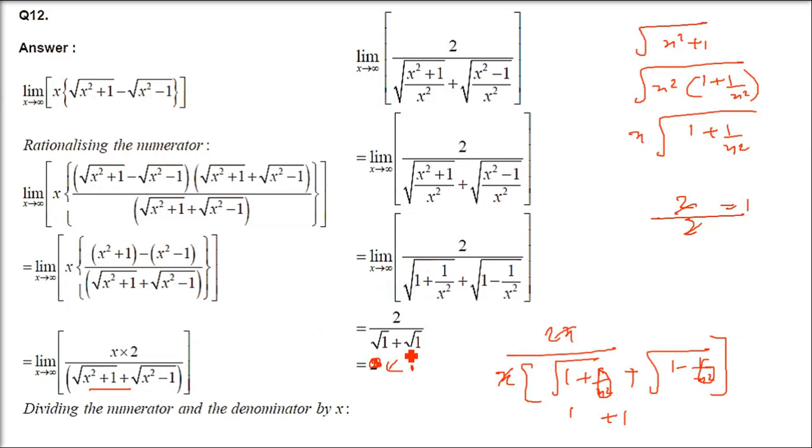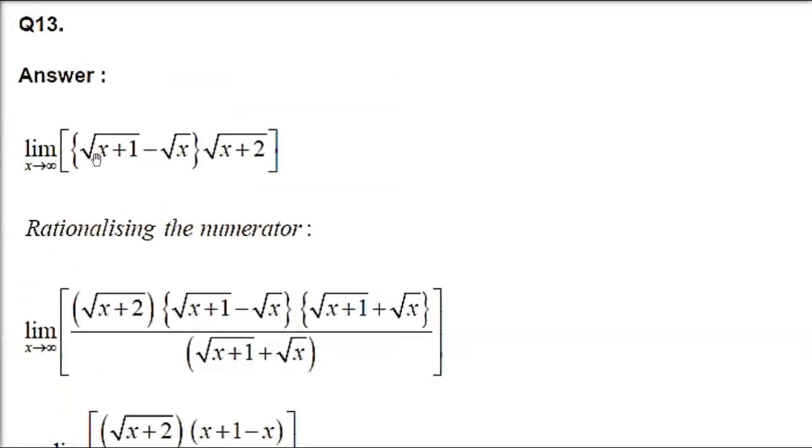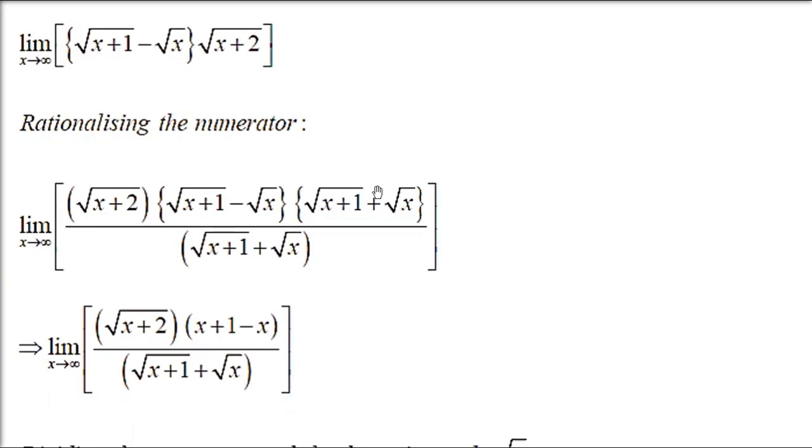So this was question number 12. And now coming to question number 13. Limit x tends to infinity, under root x plus 1 minus under root x, into under root x plus 2. If you put x as infinity, it will be infinity everywhere. So you have to rationalize it. Just take under root x plus 2 separately and now deal with under root x plus 1 minus under root x.